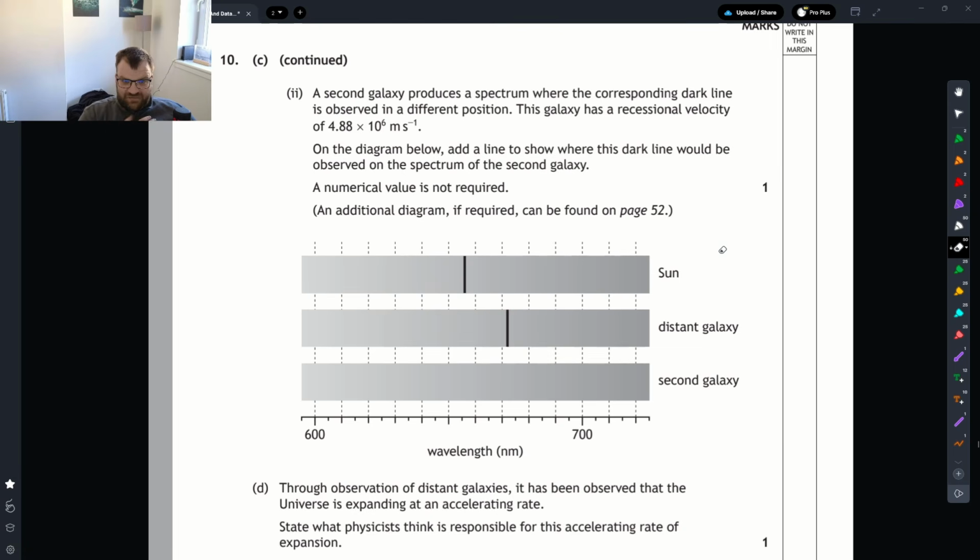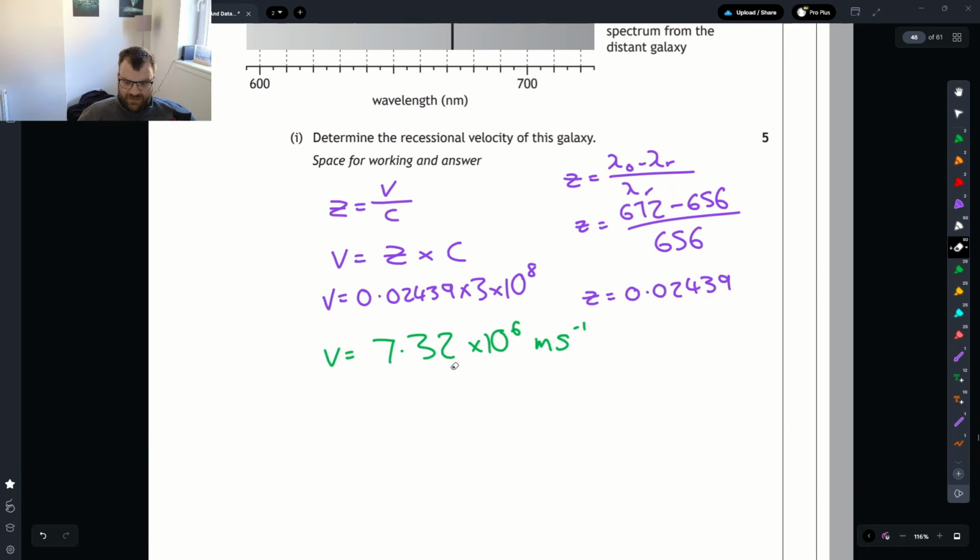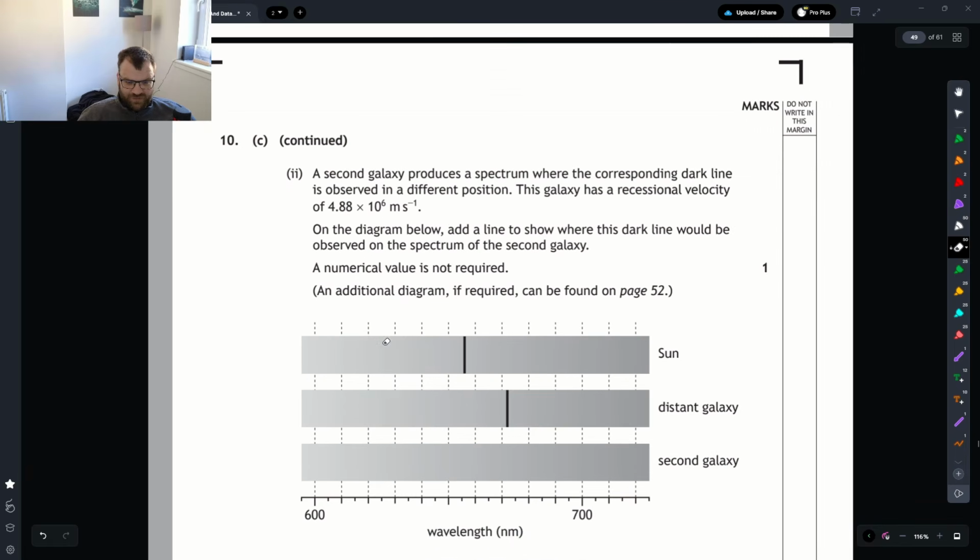In this one here, we have a second galaxy with a different spectrum. It has a lower recessional velocity, because that was 7 point, and that's only 4.8 something. So if it's a slower velocity, there'll be less of a shifting, and it shifts towards the red, so to the longer wavelengths. So that means it will be further to the right than the sun, but not as far as the distant galaxy. So it's shifted a bit, but not quite as much.